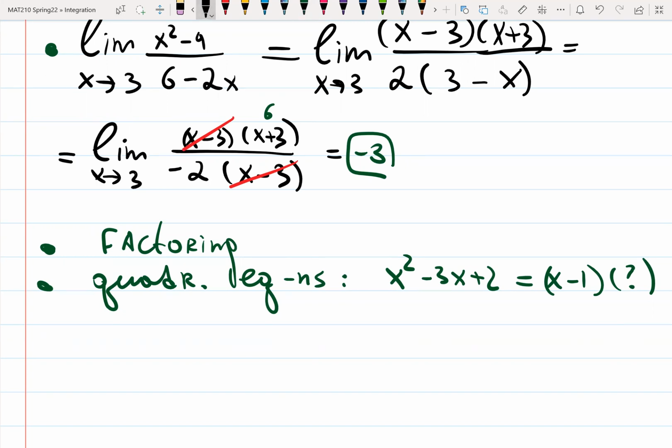And then infinities. Let me take these examples.